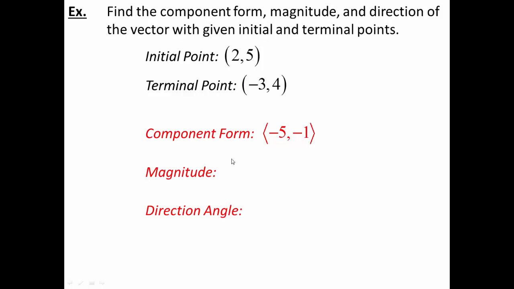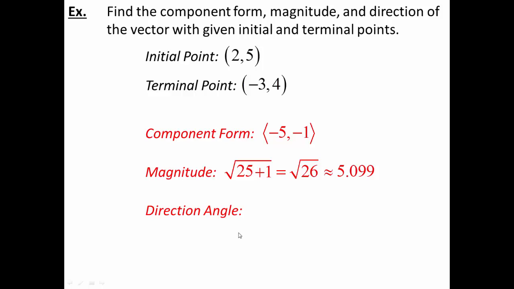Now to get the magnitude, remember magnitude is the Pythagorean theorem, so I will take the square root of a squared, which is 25, plus b squared, which is 1. Add them together, I get root 26. So square root of 26 would be my magnitude. Now keep in mind, if you want to convert it to decimal, you can, but 5.099 is no more correct than root 26. It doesn't matter which answer you put down, they're both the same.